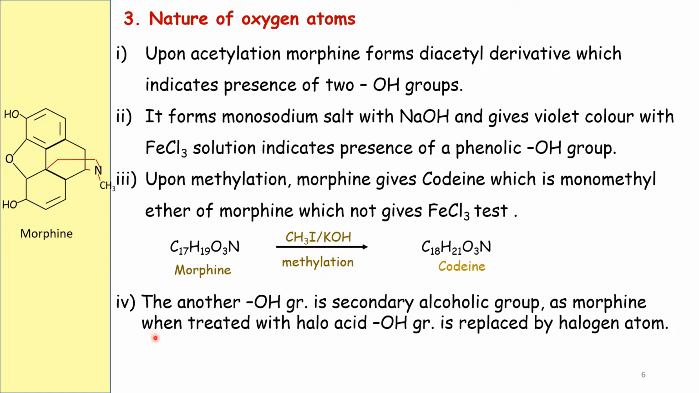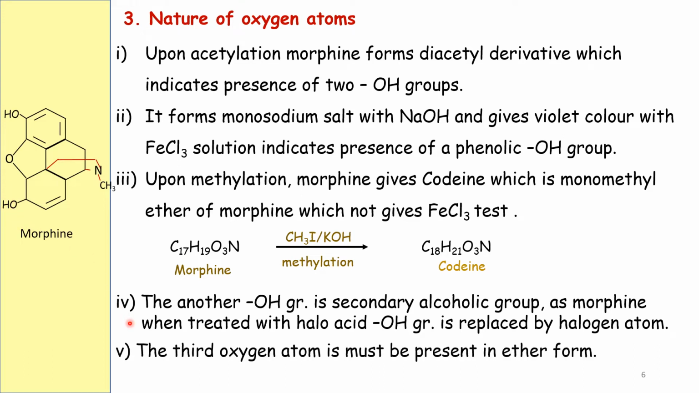And when treated with a halo acid, the OH group is replaced by a halogen atom. This also indicates presence of an alcoholic OH group. And the third oxygen atom must be present in the ether form. This oxygen is in the ether form.